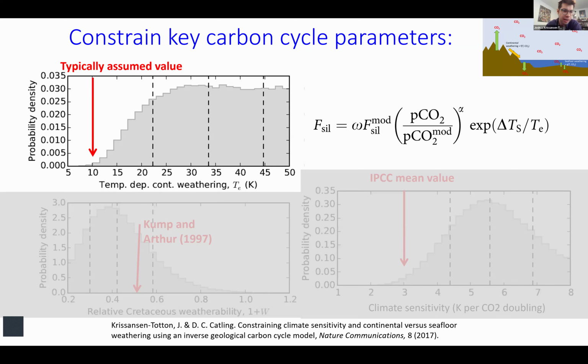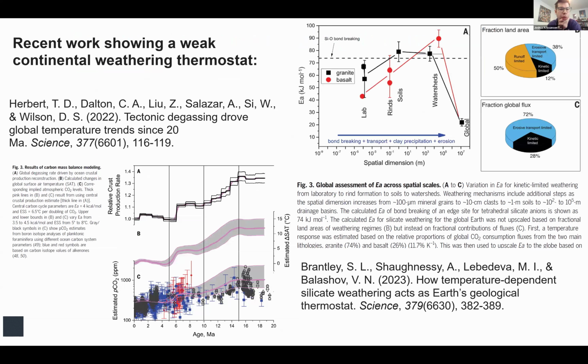And as the red arrow indicates, typically carbon cycle models do assume a much more effective thermostat, a much stronger response of weathering to temperature. Since we published this, there have been a number of follow-up studies that have come to somewhat similar conclusions. There's this Herbert paper from a few years ago that also was a fit to proxies, in this case just over the last 20 million years, but also found the need for a fairly weak thermostat.